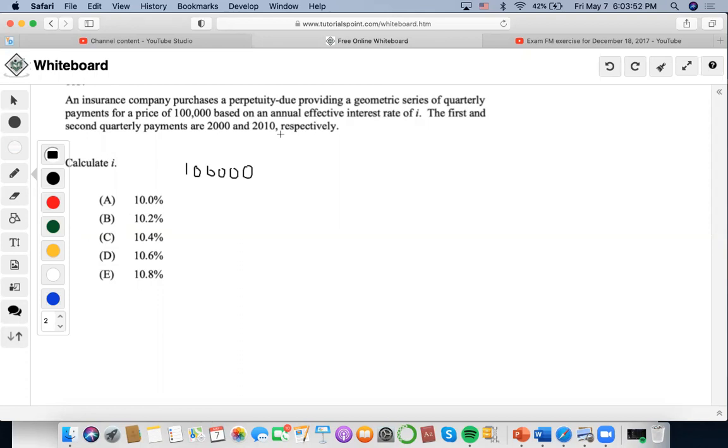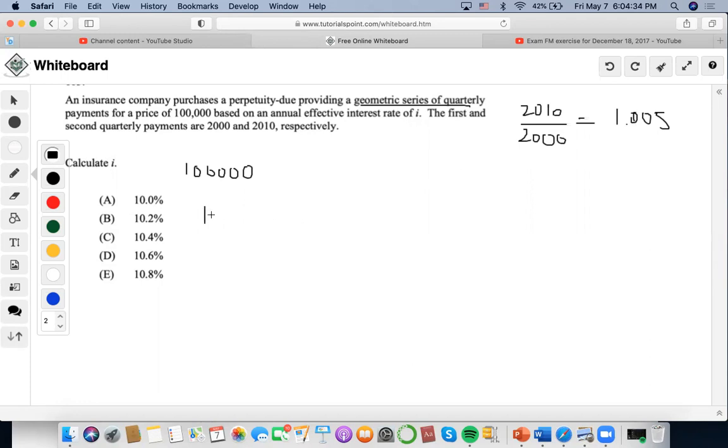So what we're going to do is, first, form a geometric series by finding out what the relationship is between these two numbers. I'm going to take the later payment of 2010 and divide it by 2000 to see the geometric series that we are working with. 2010 divided by 2000, and we get 1.005, which means that each term is going to be 1.005 times the preceding term.